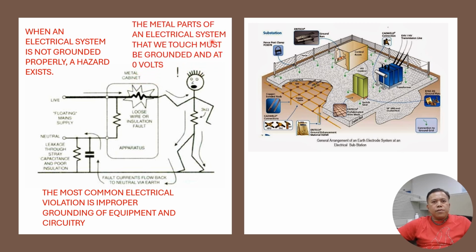The metal part of the electrical system that we touch must be grounded and at 0 volts. So during the inspection and testing, you need to verify zero energy, that is 0 volts. That's why when you touch the panel or the equipment and it is grounded, you are not getting electrocuted.